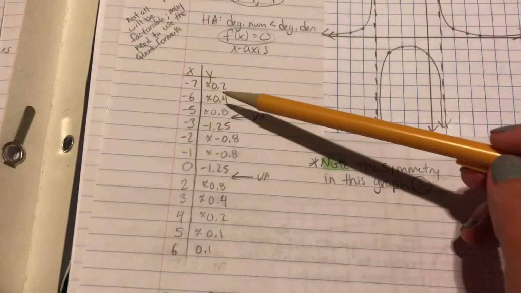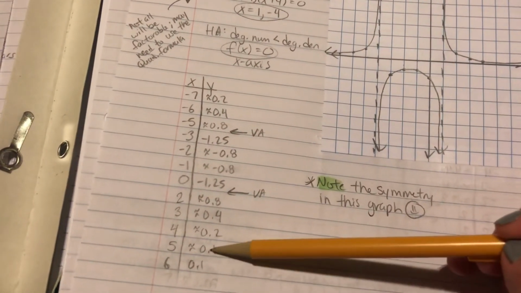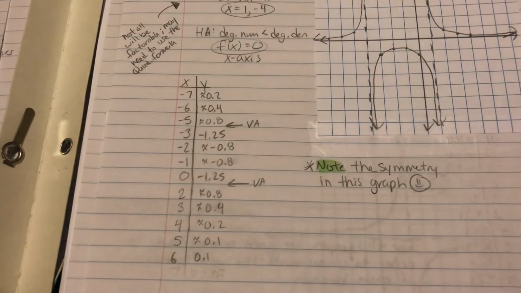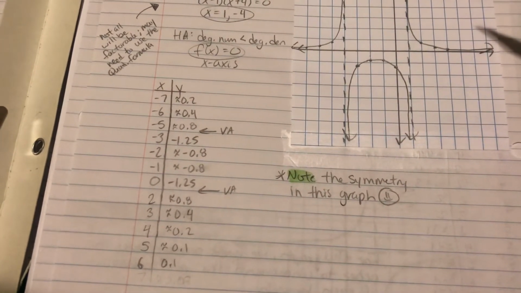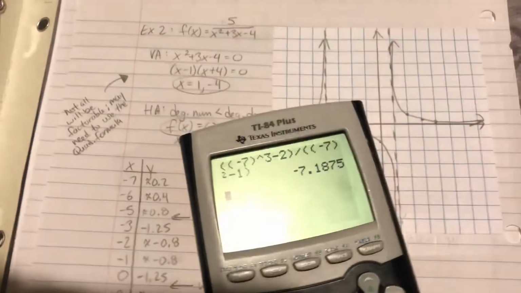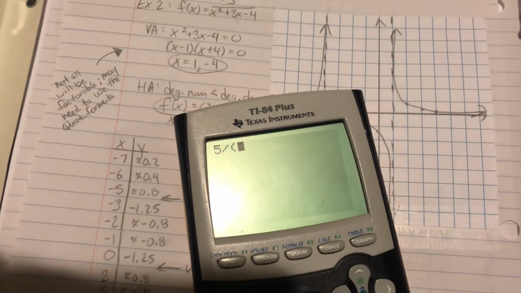Okay. And as you're noticing, there's a lot more symmetry with this graph here. So again, I approached it from -7. I actually ended up stopping at 6 instead of 7 because my values started to technically not repeat, but they were very, very close. So I just stopped off at that last value. Okay. When you plug this one in, since there's only one value in the numerator, you don't need to worry about putting it in parentheses.